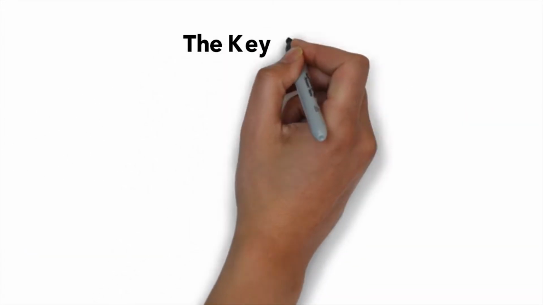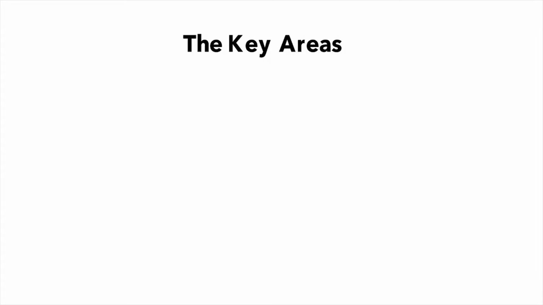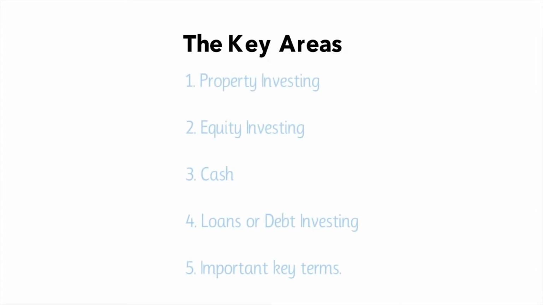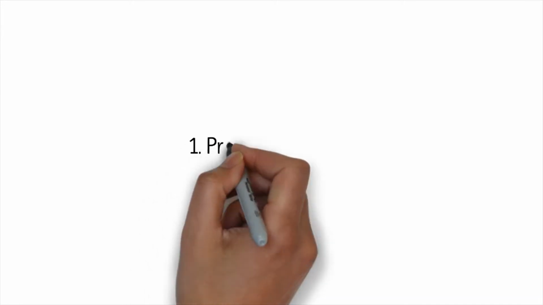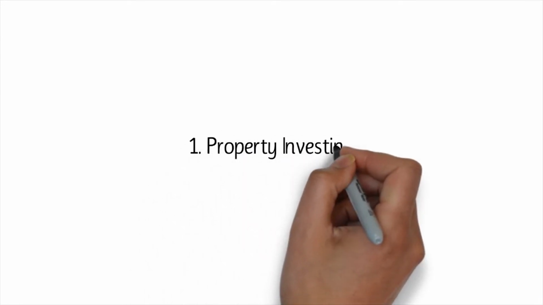Here are the key areas we will cover in this topic. Number 1, property investing. 2, equity investing. 3, cash. 4, loans or debt investing. And 5, important key terms. Let's quickly dive in. Number 1, property investing.